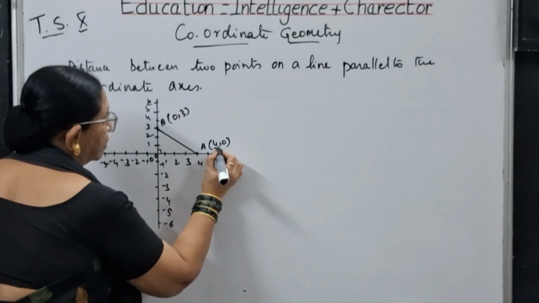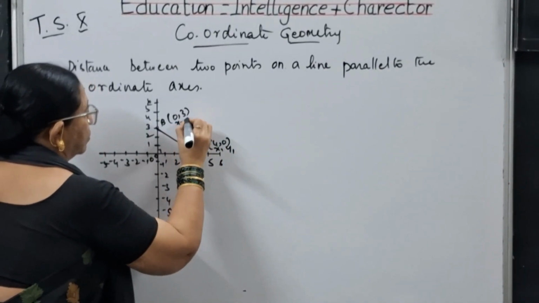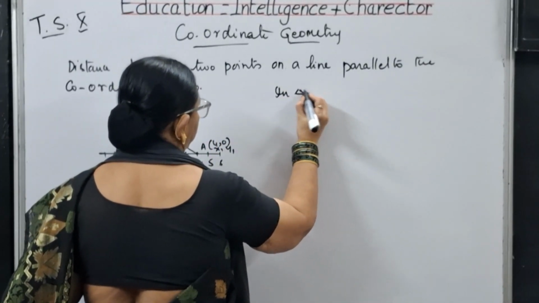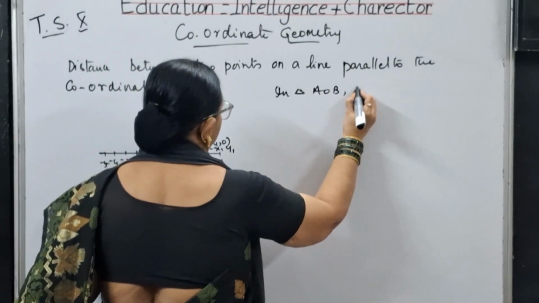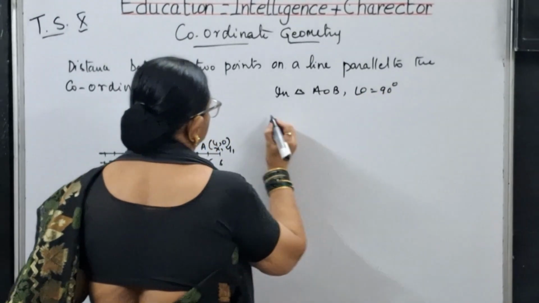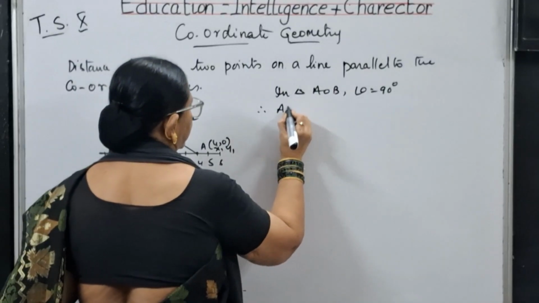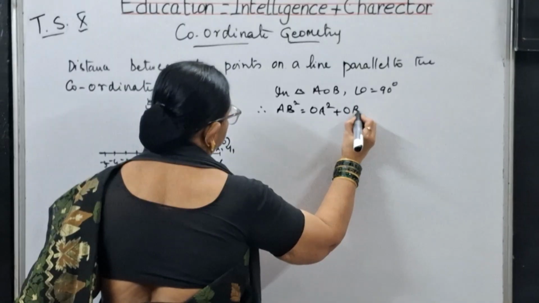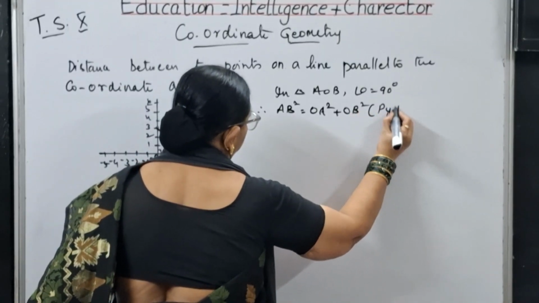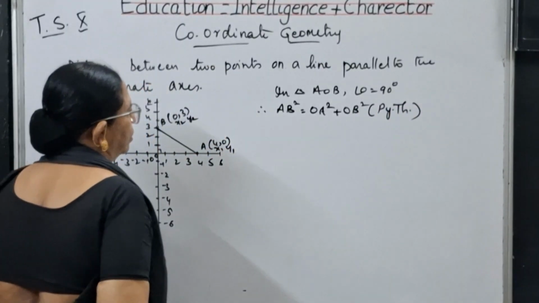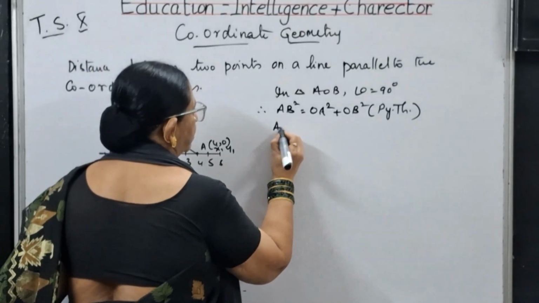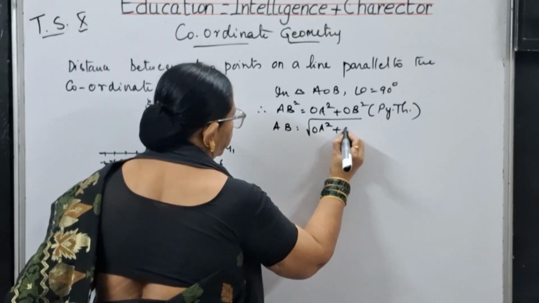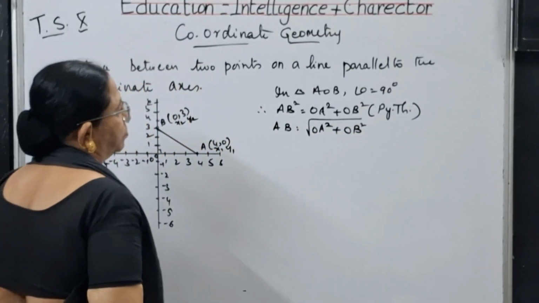So we consider this as x1, y1, x2, y2. So when you take triangle AOB, angle O is 90 degrees. So what can you say? AB square is equal to OA square plus OB square, based on the Pythagorean theorem. You want AB. What is AB? Root of OA square plus OB square.